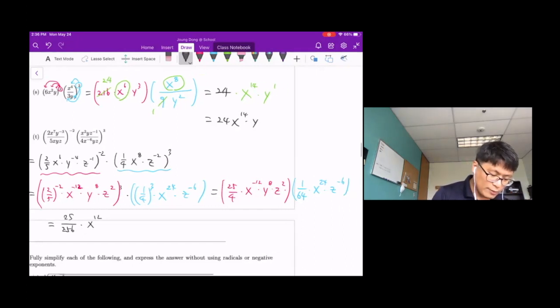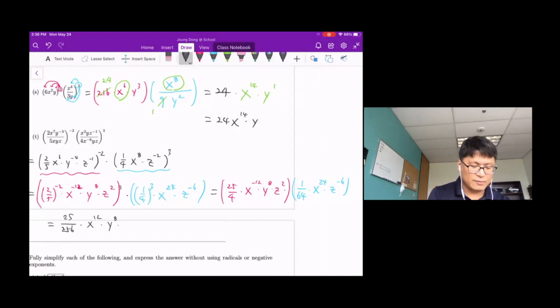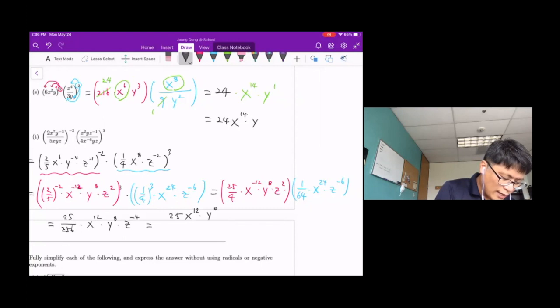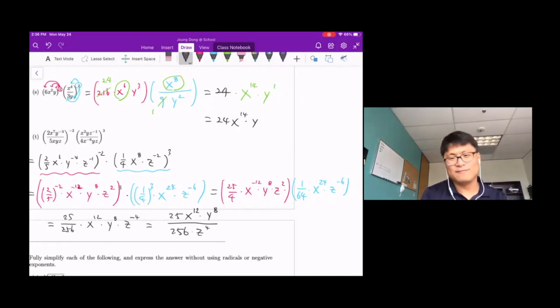And what about the y term? There's nothing in your second term, right? So we have just y to the 8 only. That's it. What about the z term? Square and negative 6, right? So z to the 2 minus negative 6, which is negative 4. Then we're going to put the z term in the denominator because that is the negative power, right? So that is equal to 25 x to the 12 y to the 8 over 256 z to the 4. That's it.